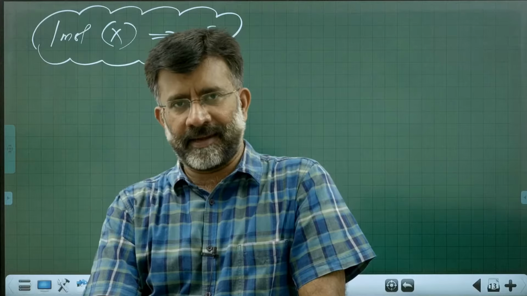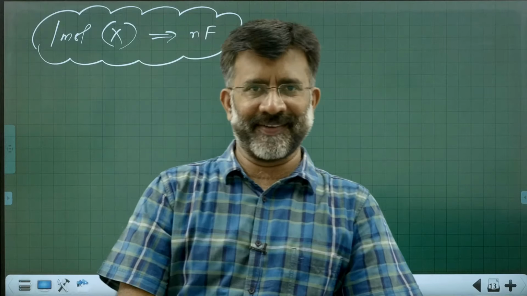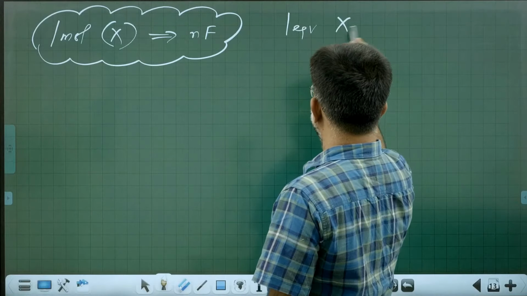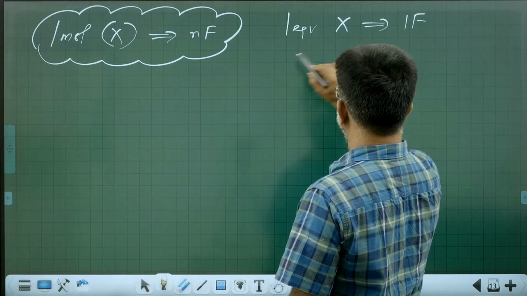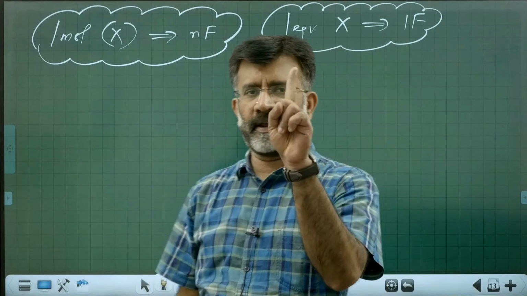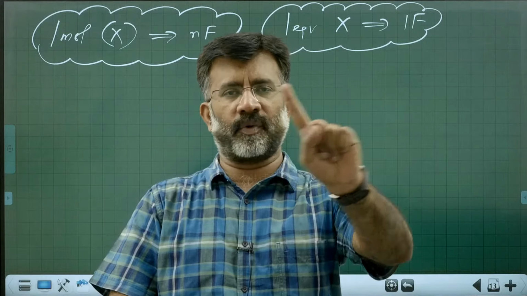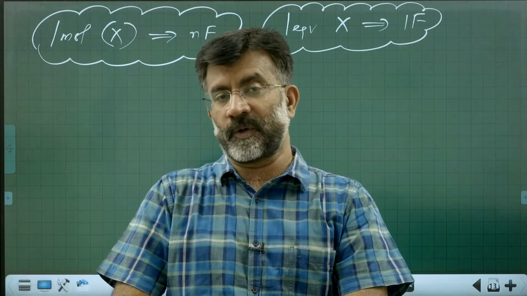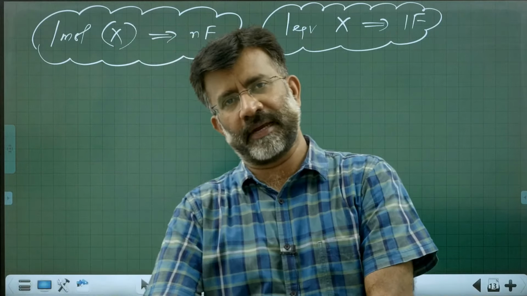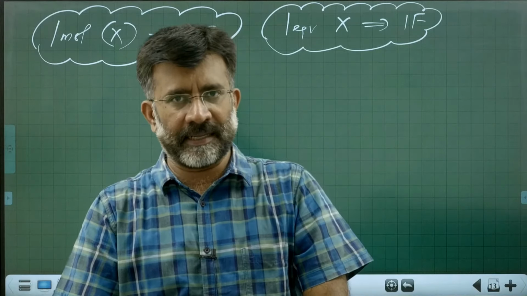What is N? N is the n factor, that is the number of electrons transferred. Or we can say 1 equivalent of any matter will require 1 Faraday. 1 Faraday means 1 mole of electrons, that will produce 1 equivalent of any material. So 1 equivalent of any matter needs 1 Faraday. 1 mole of any matter needs N Faraday, where N is the n factor.